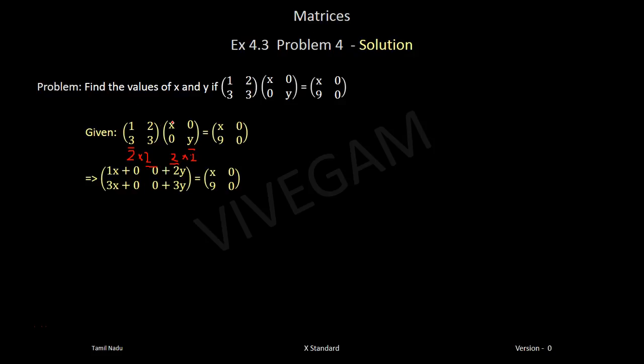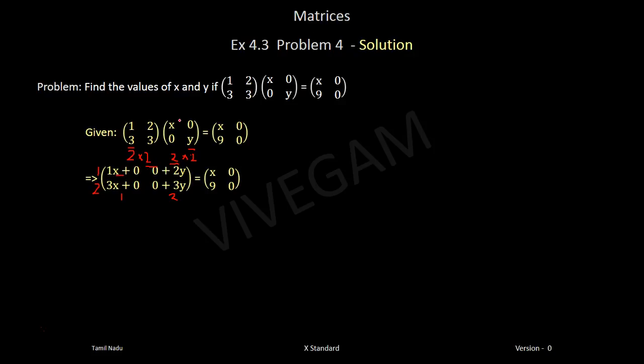First row into first column. So 1 into x is x, 2 into 0 is 0. That will come in the first row, first column position. If you're not sure, again you can write it: this is the first row, this is the second row, this is the first column, this is the second column. So you are multiplying first row with first column, and it will come in this position, right? So 1x plus 2 into 0 is 0.